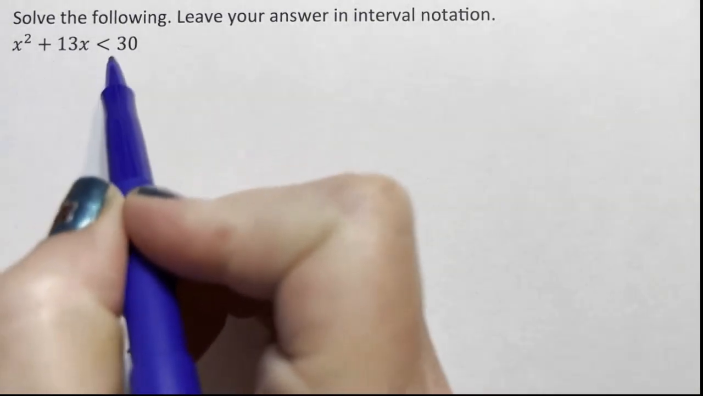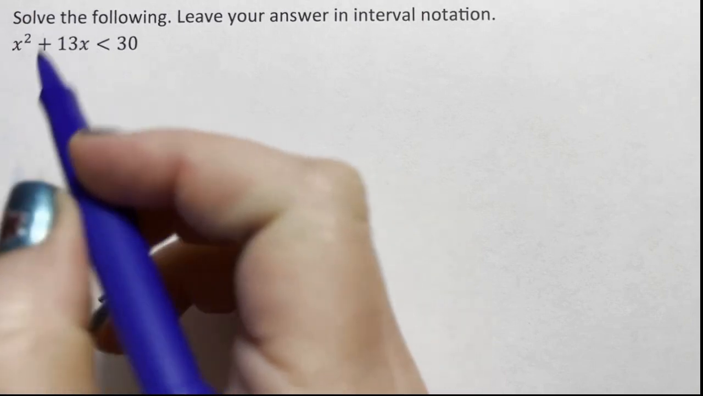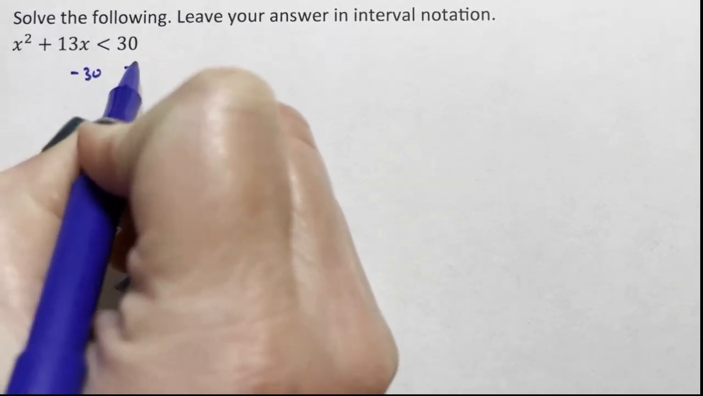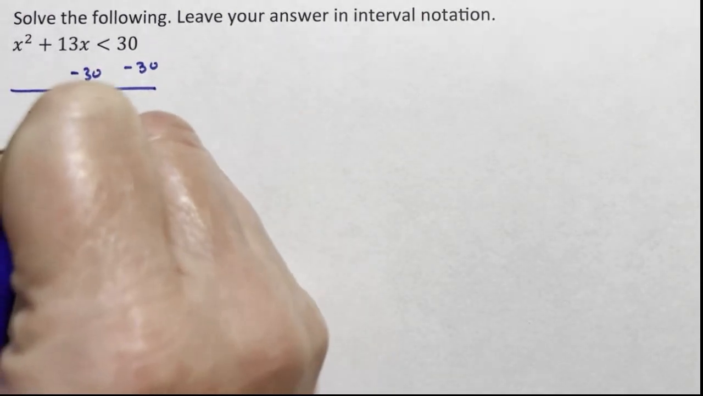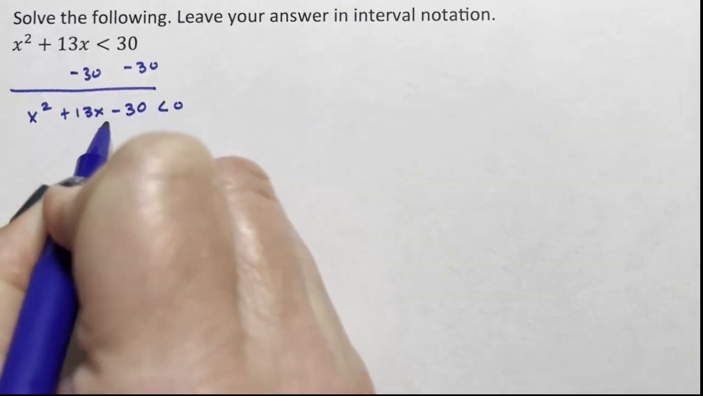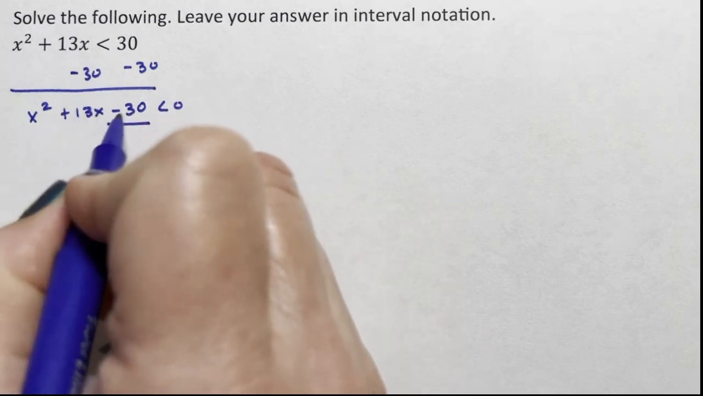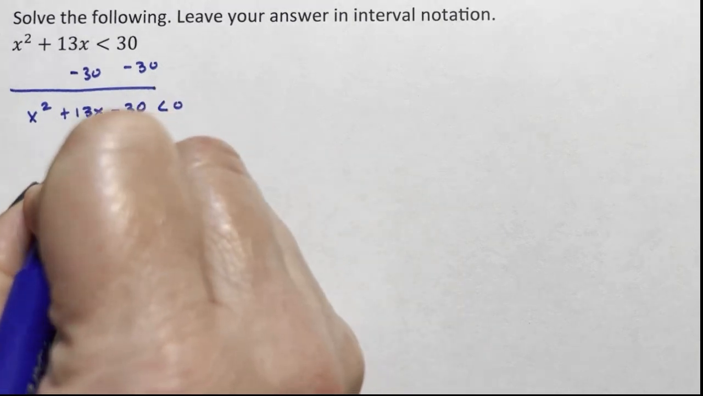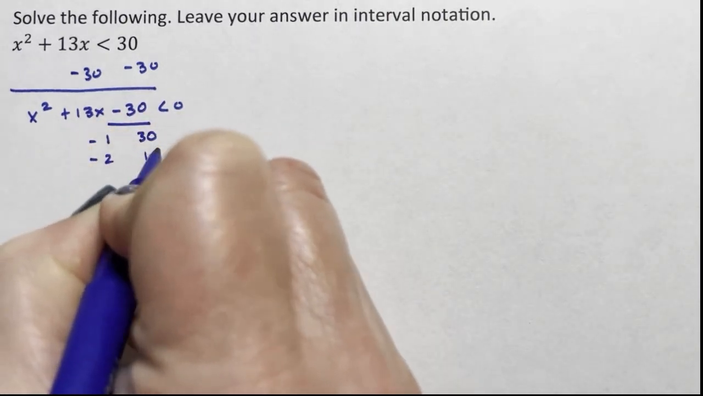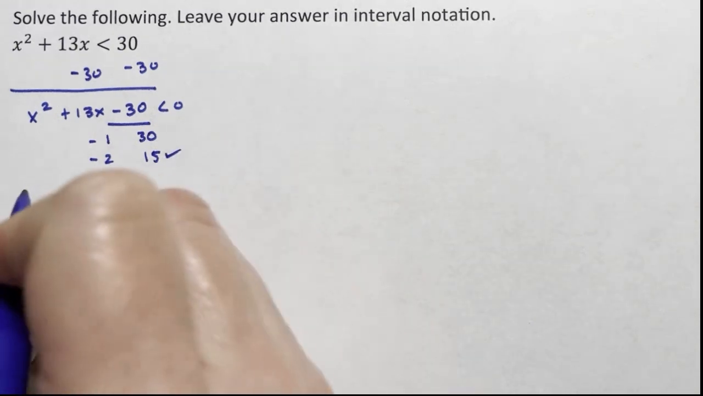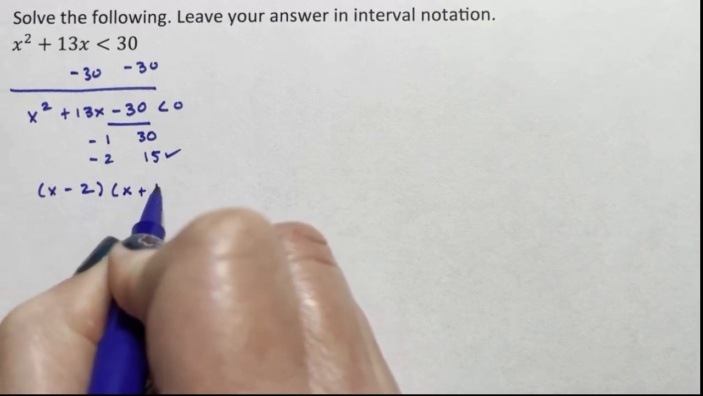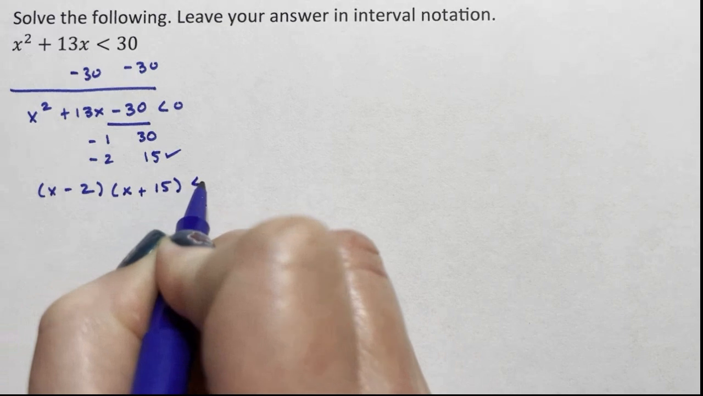I'm going to start with pretending there isn't an inequality and solve it like there's an equality. So I'm going to subtract this 30 over and have x squared plus 13x minus 30 is less than 0. And then I'm going to factor. This is positive, this is negative. So I'm going to say negative 1 and 30, negative 2 and 15. That's going to be the pair I want. So I have x minus 2 times x plus 15 is less than 0.